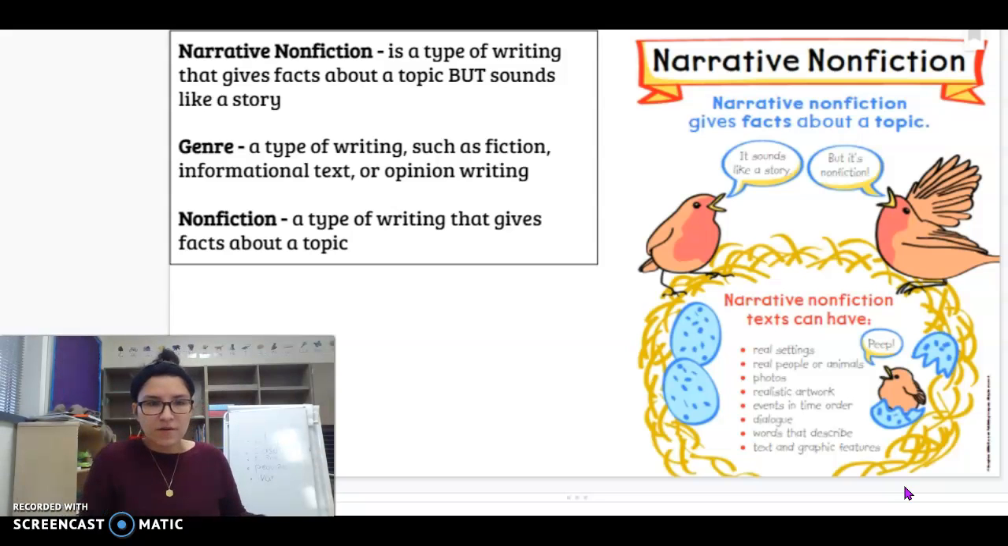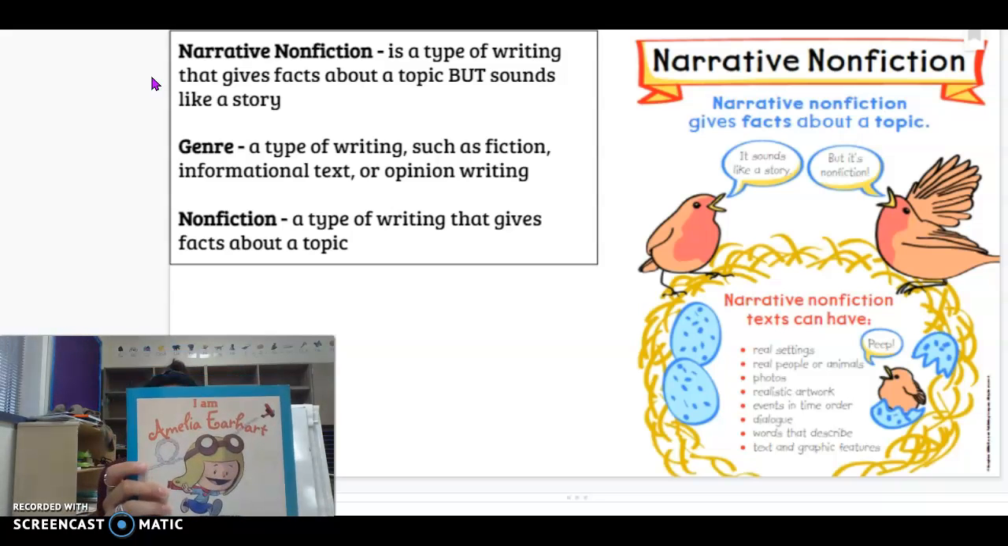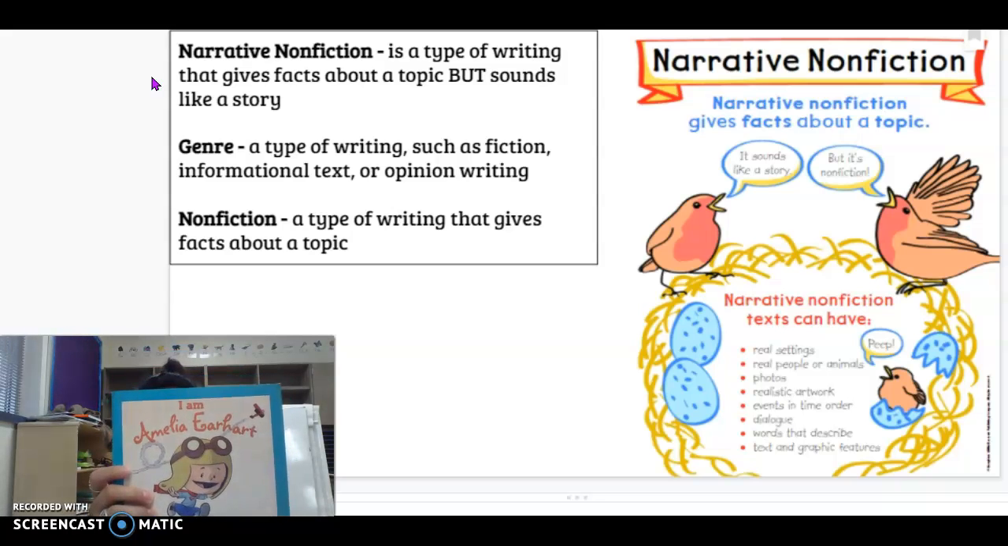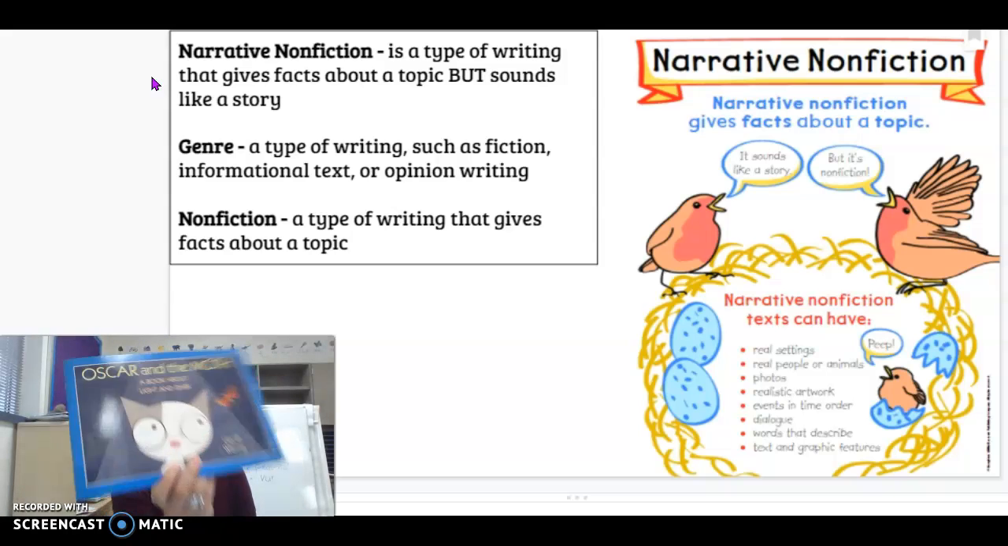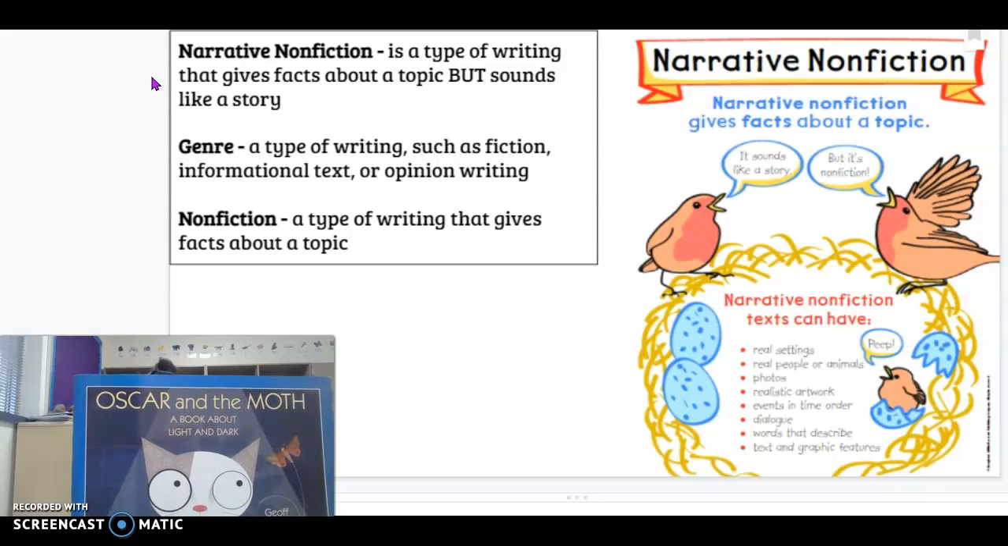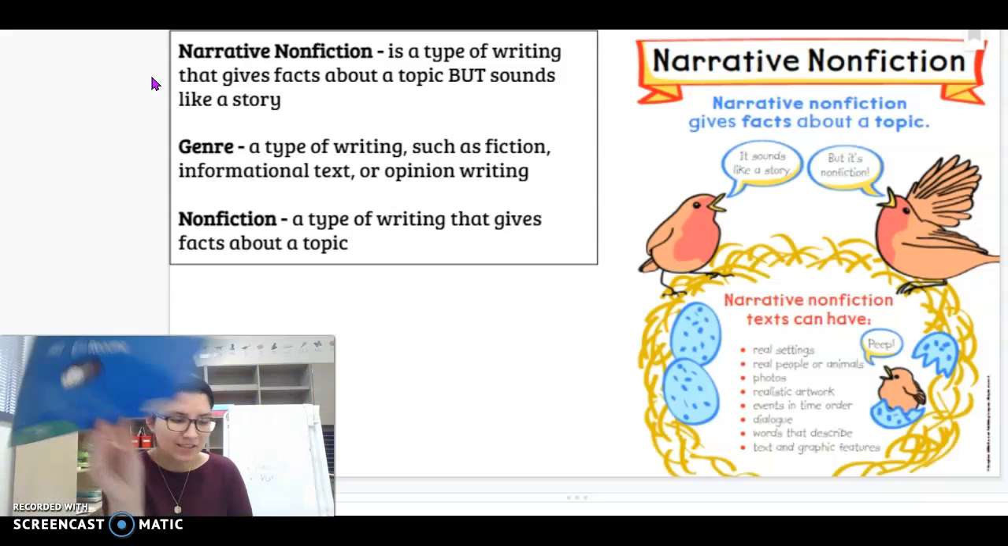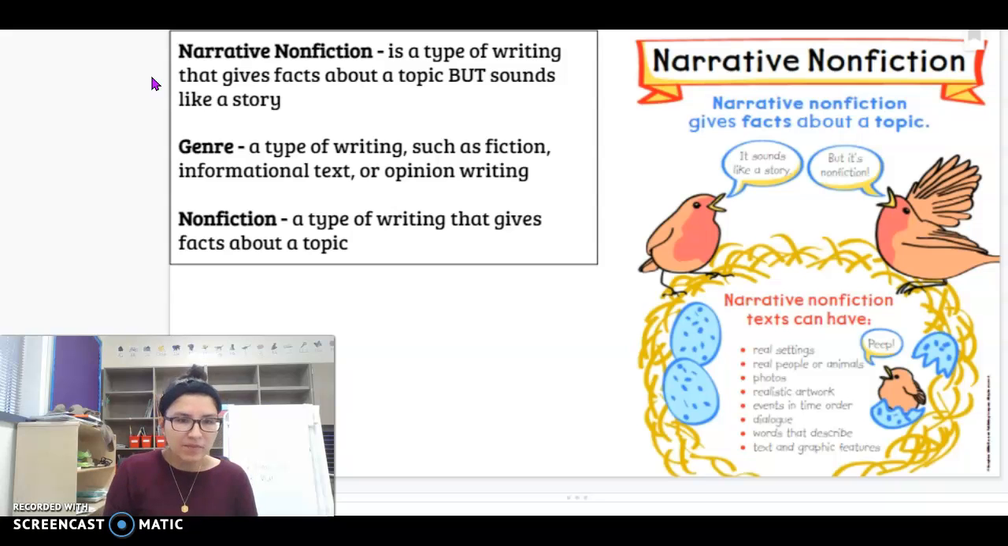Okay, so that is narrative nonfiction. These books that we've been reading the last couple of days are narrative nonfiction. But one more thing, remember, these narrative nonfiction books we're reading, you're learning real information about a topic. A topic can be about a person or thing. Amelia Earhart, what was the topic? A person, Amelia Earhart. Oscar and the Moth, a book about light and dark. What was the topic? Light and dark. Can We Ring the Liberty Bell? What was the topic?